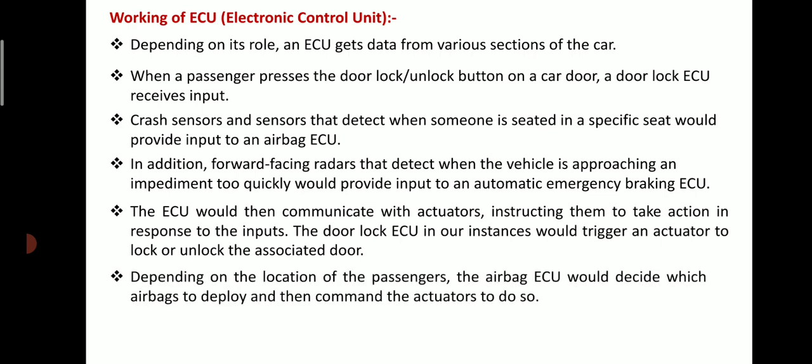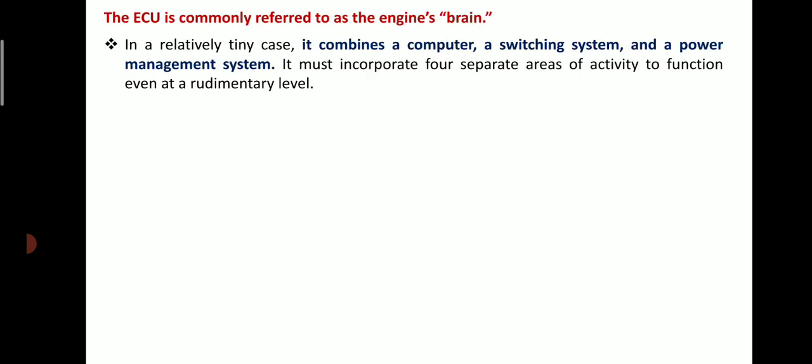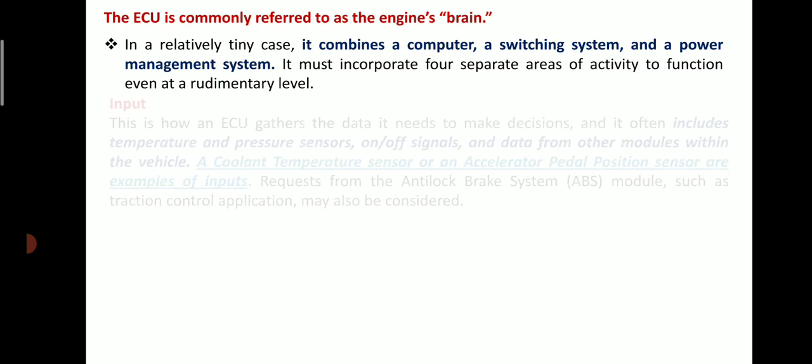Depending on the location of the passengers, the airbag ECU would decide which airbag to deploy and then command the actuator to do so. To avoid a collision, the automated emergency braking ECU would apply the brakes. So the ECU is commonly referred to as an engine's brain. In a relatively tiny case, it combines a computer, a switching system, and a power management system. It must incorporate 4 separate areas of activity to function even at a rudimentary level.